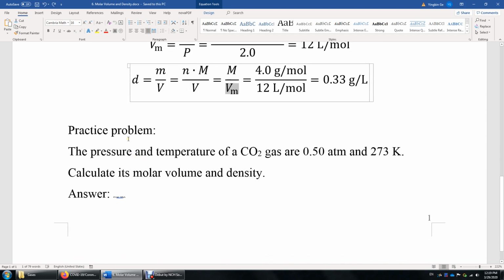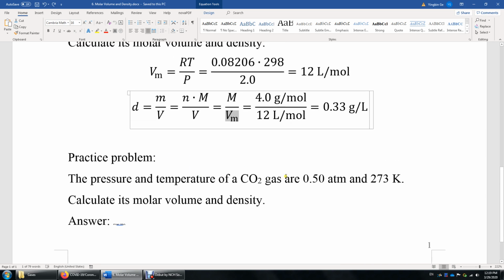I'd like to work on one practice problem. The pressure and temperature of a CO2 gas are 0.50 atm and 273 Kelvin. This is 0 degrees Celsius, and it's defined to be the standard temperature. Calculate its molar volume and density. So first, how do we calculate its molar volume? Well, we use this equation.